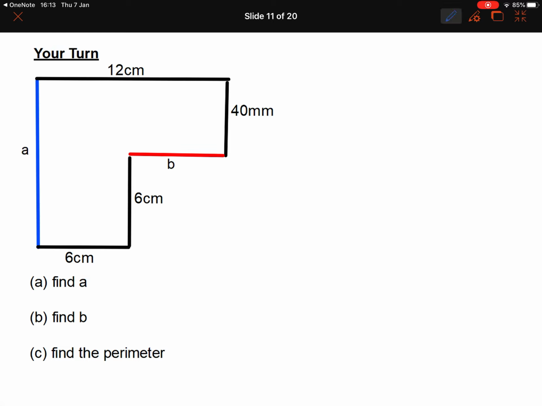Okay, brilliant. So, to find the value of A, one thing you should recognize is that if 1 centimeter is 10 millimeters, then 4 centimeters would be 40 millimeters. Okay? So therefore, I will replace this with 4 centimeters, all right?